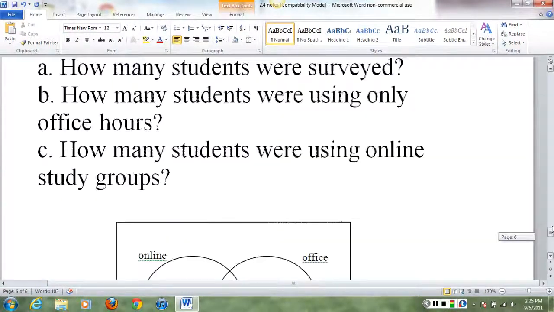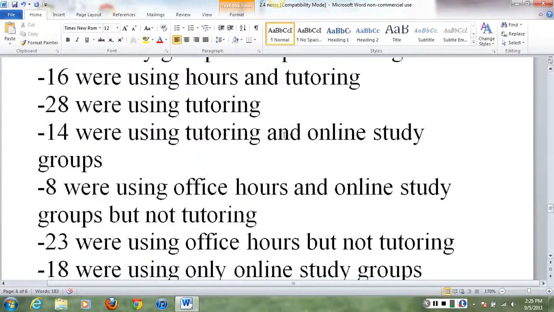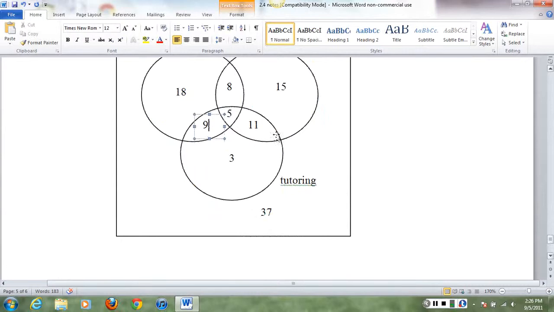Let's look at office and tutoring. Is there anything related to that? Office hours and tutoring. Oh, 16 it looks like. So I go back down, and if there's already 5 in here, 16 is the difference. That means we have 11. Excuse me, 16 is the total. That means 11 is the difference.